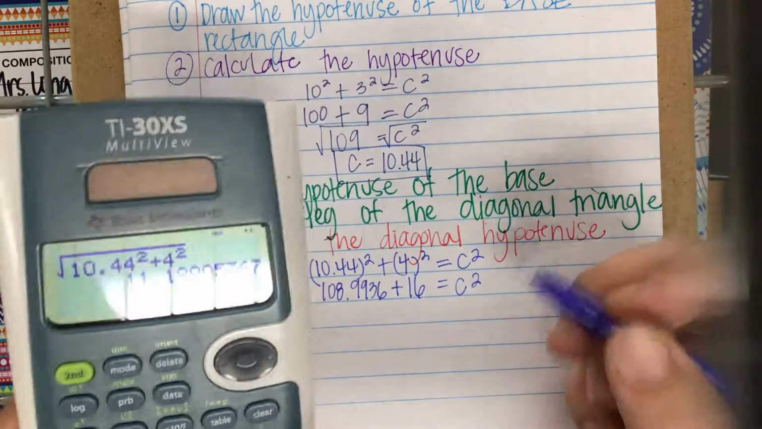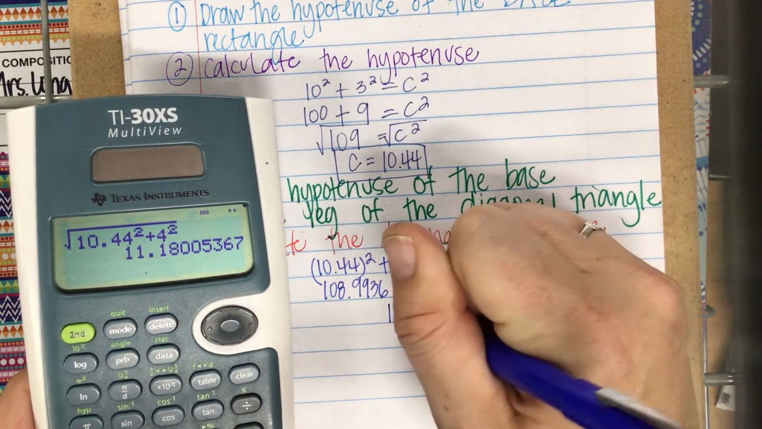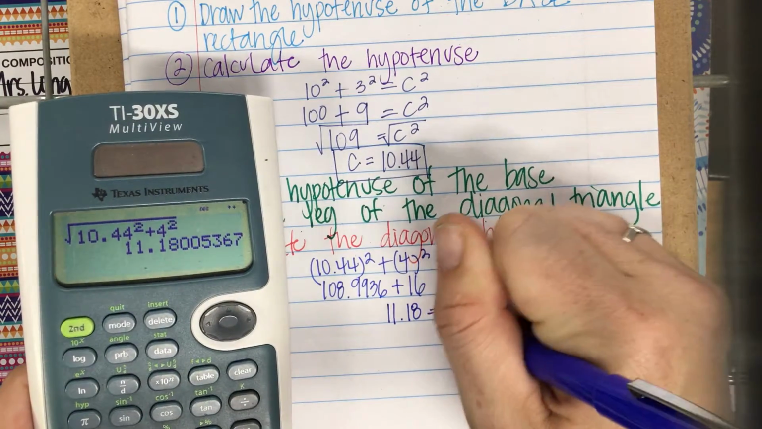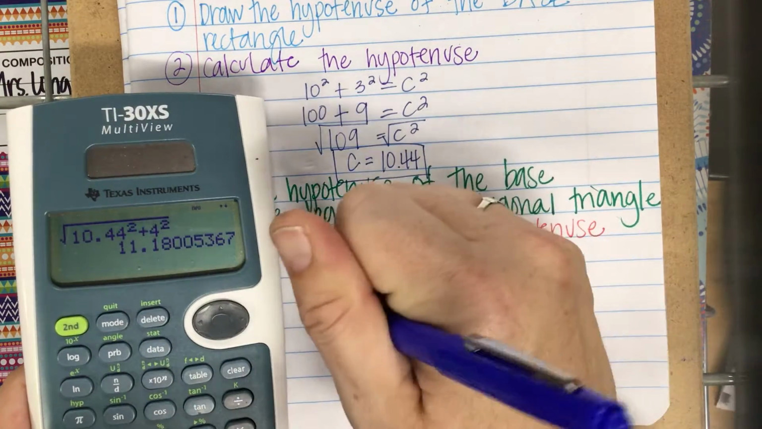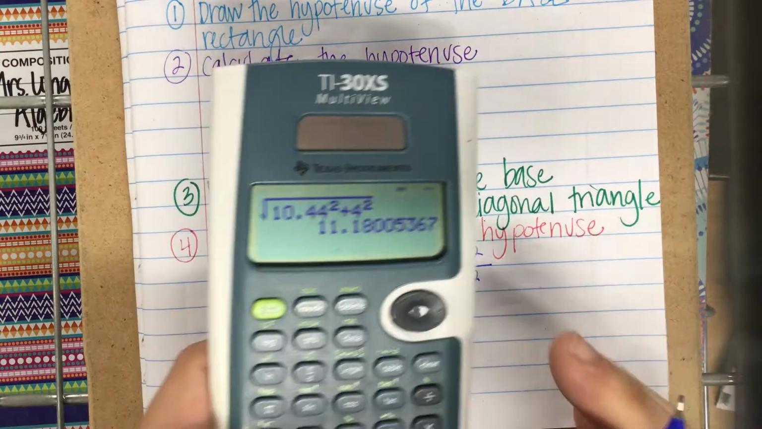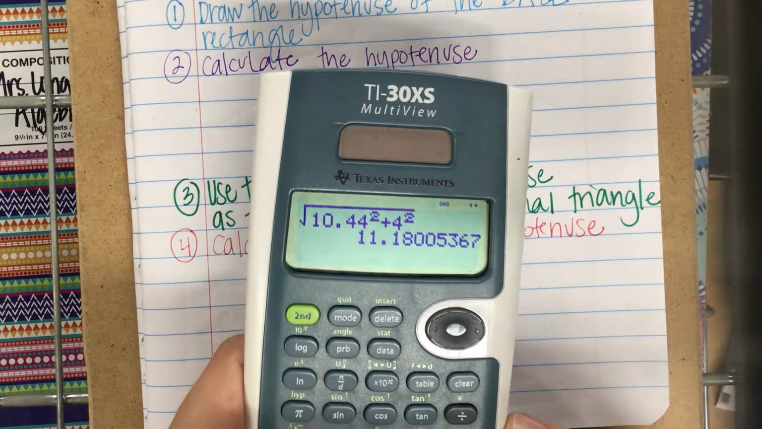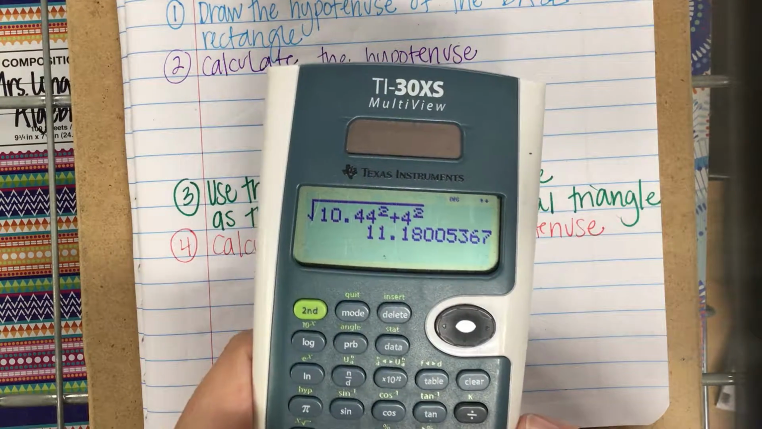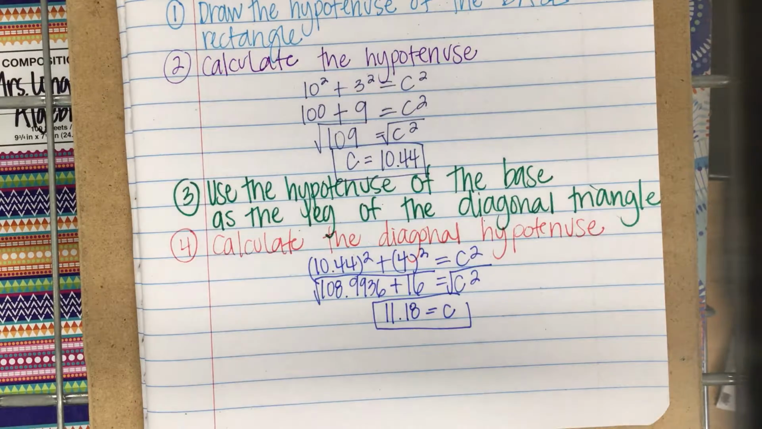But here's the deal. If that doesn't make sense to you, don't try to take the shortcut. Because that trick right there, taking a squared plus b squared and putting it under a square root, only works if you're solving for a hypotenuse. You cannot do that trick. You have to subtract if you're solving for a leg.